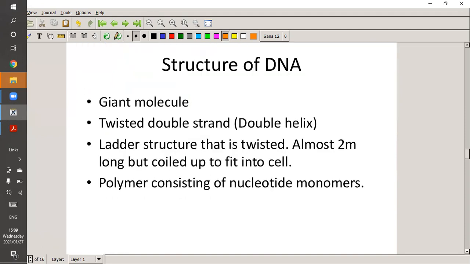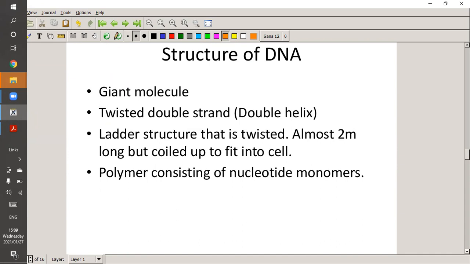Okay, let's get back to the structure of DNA. Now we're going to go into the structure of DNA, but in a bit more detail. We now know it's a double helix. It fits into the nucleus. It consists of nucleotides. Let's take a look at what the nucleotide looks like. Okay, so structure of DNA.